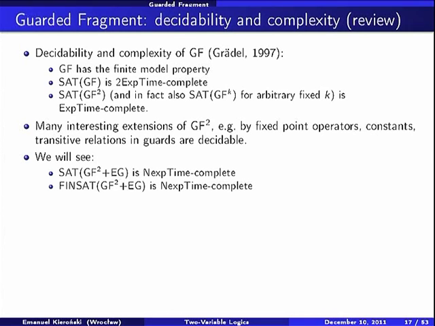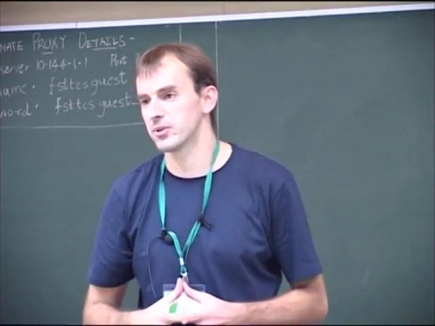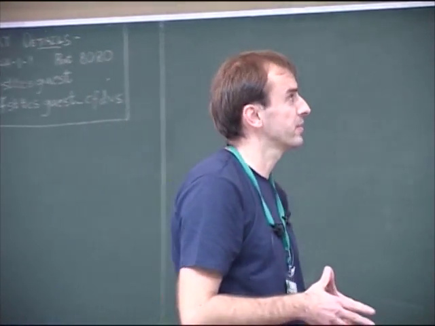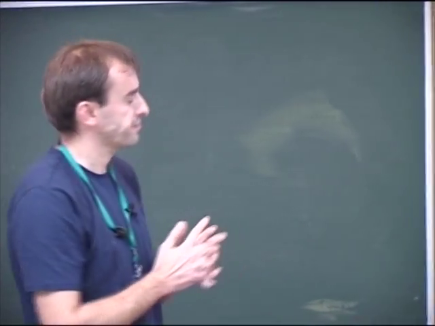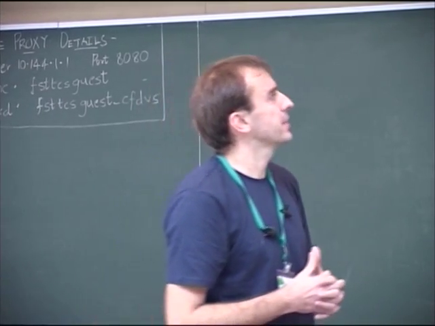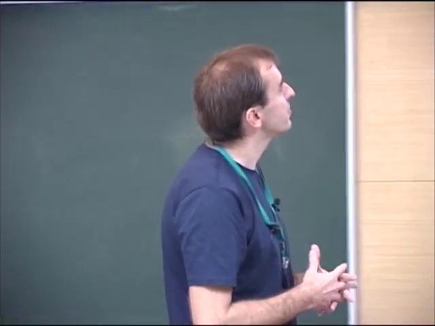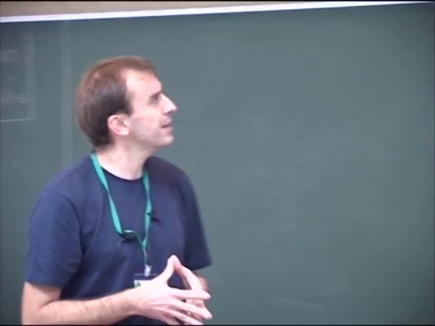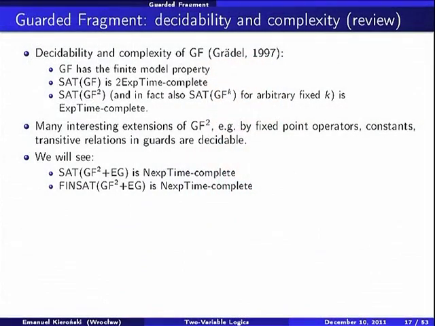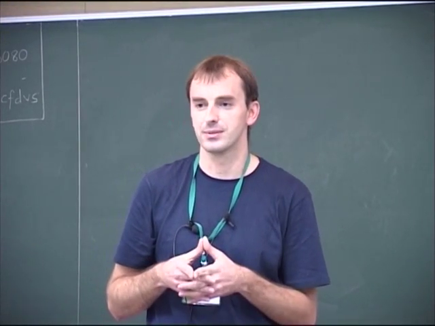A short review of results on the guarded fragment. Erich Grädel proved that the guarded fragment has the finite model property. Every satisfiable formula has a finite model. The complexity of the satisfiability problem is deterministic doubly exponential in the general case. And if we restrict the number of variables to some constant, in particular to two, then the problem becomes EXPTIME-complete, for a singly exponential deterministic time. There are many interesting extensions of the two-variable guarded fragment and the whole guarded fragment, in fact. For example, by fixed point operators, constants, transitive relations, and so on, which are decidable. About one of these extensions, you will hear the talk by Dietmar.